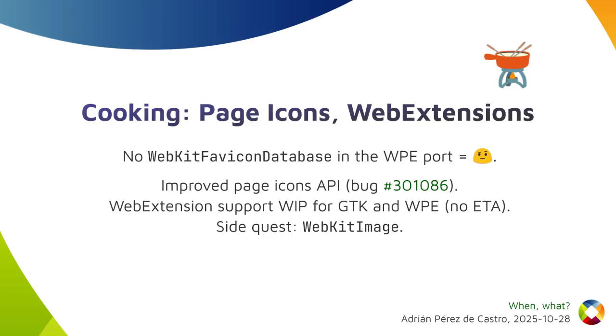And something that is also being worked on is support for web extensions, and it's work in progress, and it takes time. It's kind of a big feature, so we don't have an estimation of when it's going to be done, but it's progressing nicely. And for both of these things, something we're adding to the API is a way of representing a new type to represent images. And this is going to be used both for the new page icons API and for the web extension support. So that's something that is also in review right now.